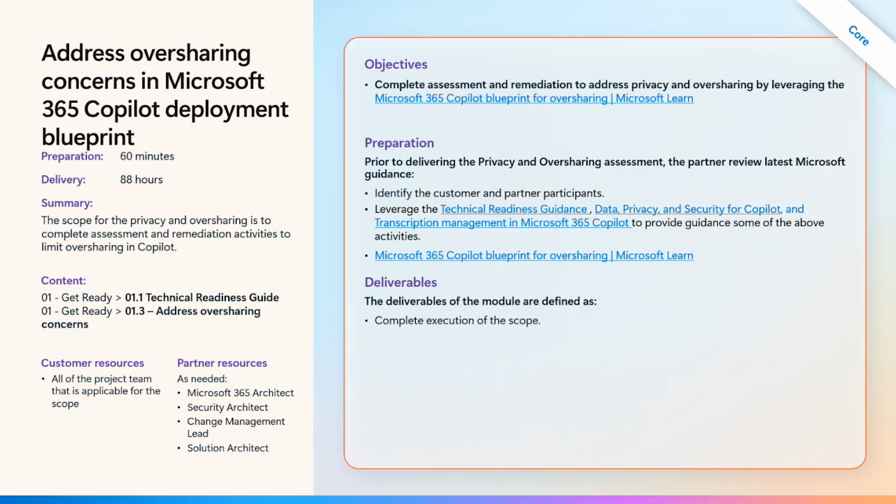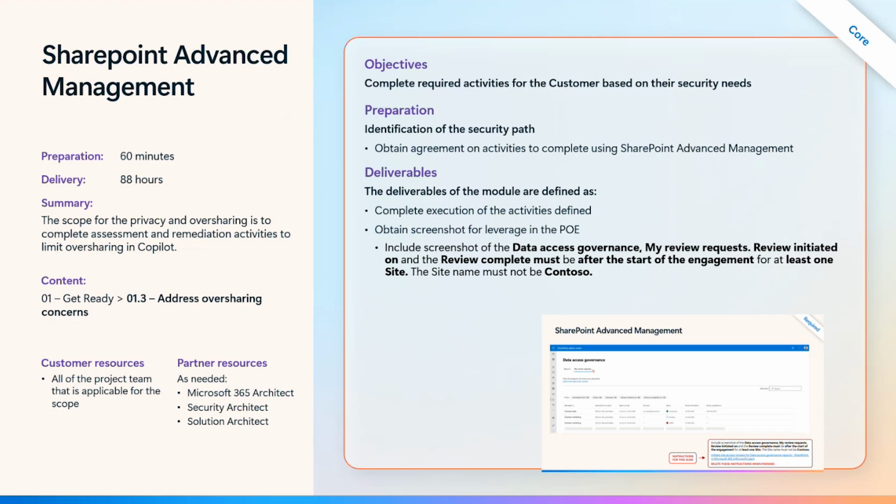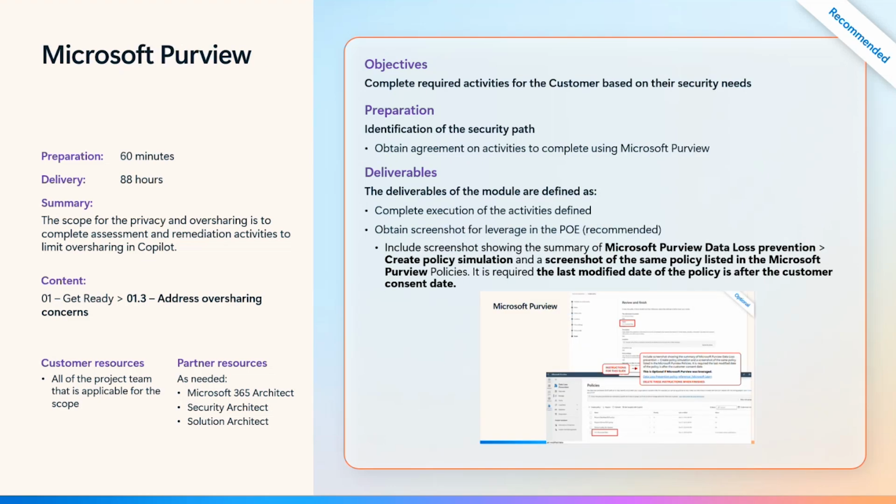Address oversharing concerns, the Microsoft 365 Copilot deployment blueprint, and SharePoint Advanced Management. It's very important, guys, that you talk about Copilot agents, because now many people are asking how to improve SharePoint management with Copilot agents. It's something that you can suggest to your client. We already mentioned Microsoft Purview, but as you can see here, for everything related to Copilot security, we absolutely need Microsoft Purview. So you need to mention it to your client too.